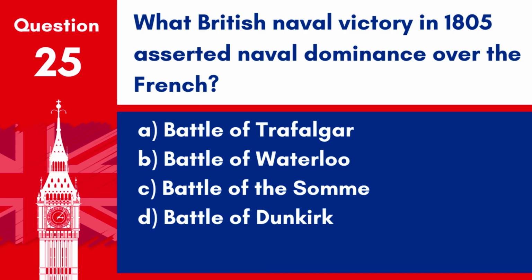Question 25. What British naval victory in 1805 asserted naval dominance over the French? A. Battle of Trafalgar. B. Battle of Waterloo. C. Battle of the Somme. D. Battle of Dunkirk. Answer: A. Battle of Trafalgar. This pivotal naval victory in 1805 under Admiral Nelson confirmed British naval dominance over the French.